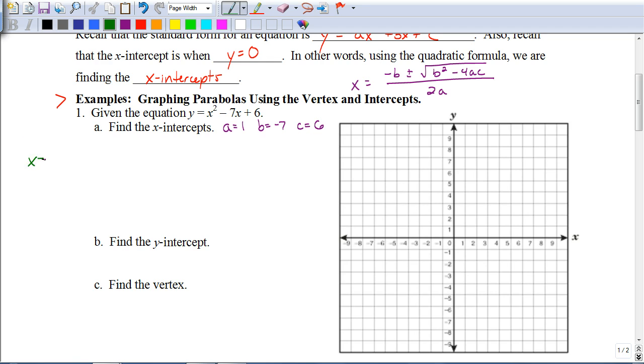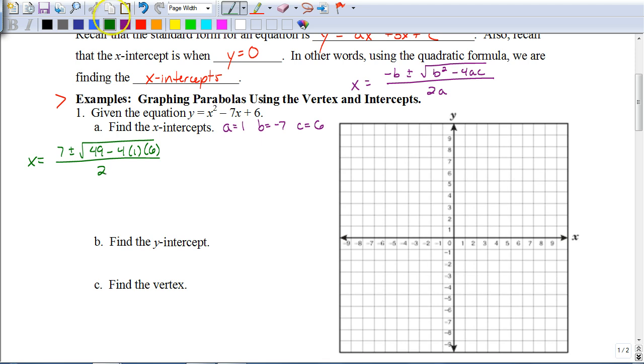We would find the x-intercepts. It would be x equals the opposite of b, so the opposite of negative 7 is 7, plus or minus the square root of negative 7 squared, which is 49, minus 4 times a, which is 1, times c, which is 6. All of that is divided by 2a. Well, a is 1, so 2 times 1 is 2.